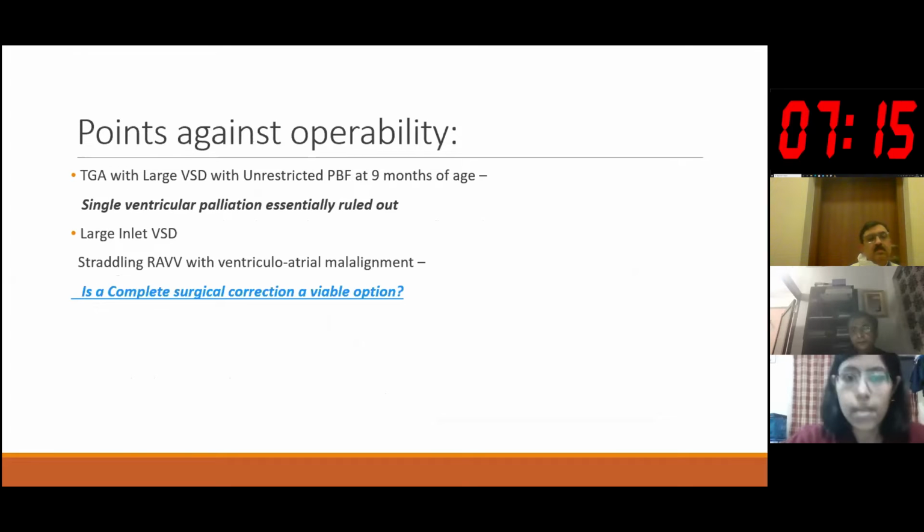Now we went on to think about the management decision. So at this stage, we realized that single ventricular palliation is essentially ruled out because this is a 9-month-old child with severe PH, and this makes a cavo-pulmonary connection essentially impossible to function. So the only option we have if we want to correct this lesion is that of a biventricular repair. But then there was the issue of whether surgical correction was actually a viable option.